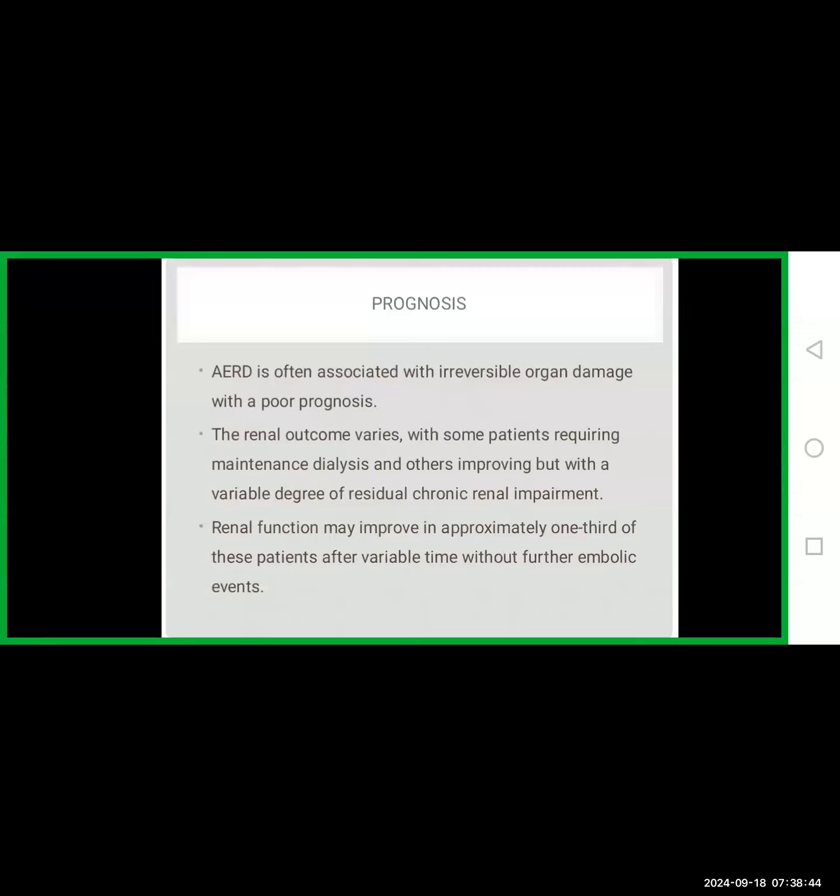So prognosis is very poor. It's associated with irreversible organ damage, and the renal outcome varies, with some patients requiring maintenance dialysis, while others improve but with variable degrees of residual chronic kidney impairment. Renal function may improve in approximately 1/3 of patients after a variable time without further embolic events. Thank you.